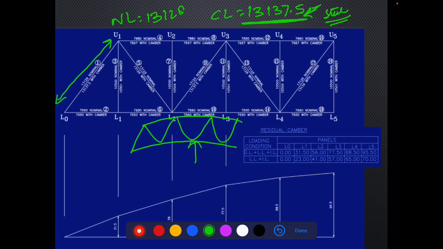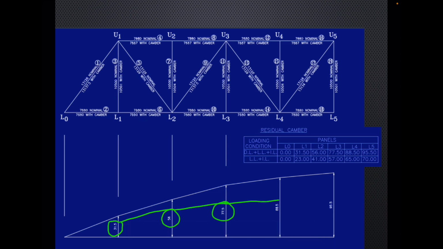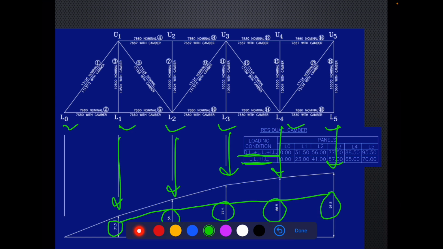How to check that we have done everything correctly, that we have correctly put the cambered length? There is a camber diagram given like this where you can find that our camber is correct. These are values given at each and every nodal point, that is L0, L1, L2, L3, L4, L5, and under different loading conditions, dead load plus live load plus imposed load, and live load plus imposed load.